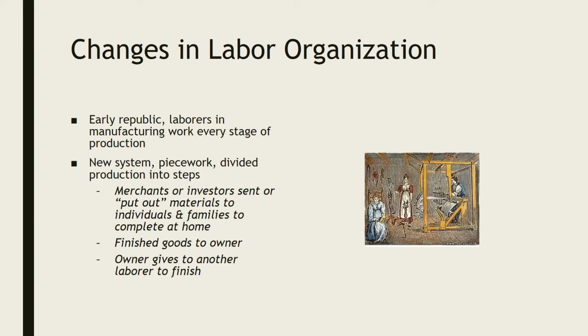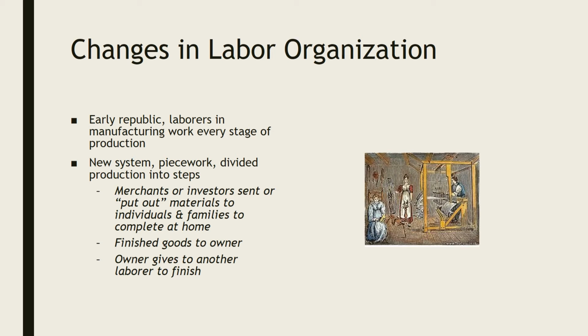Okay, so let's switch gears and look back at the North for a minute. So early on in the Republic, laborers in any kind of manufacturing typically worked every stage of the production. If you're a shoemaker or you're a shoemaker's apprentice, you're pretty much making said shoe from start to finish. Same with any other manufactured goods.